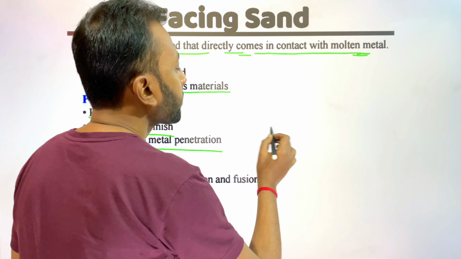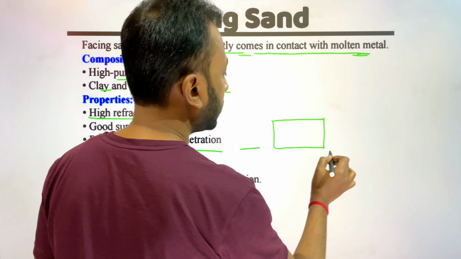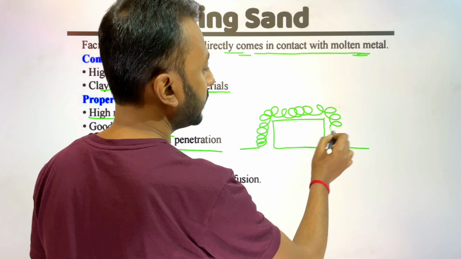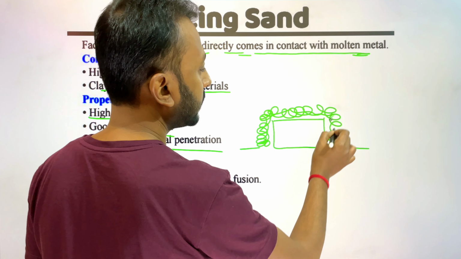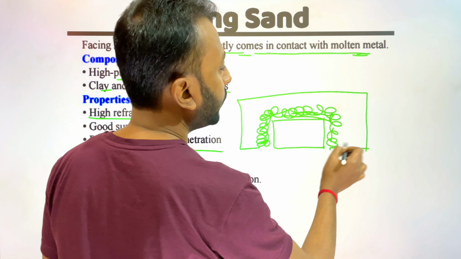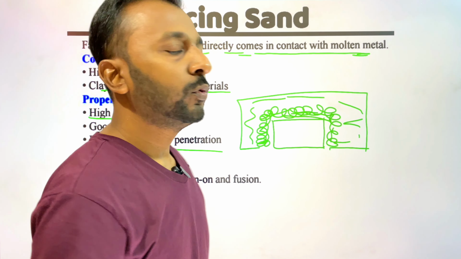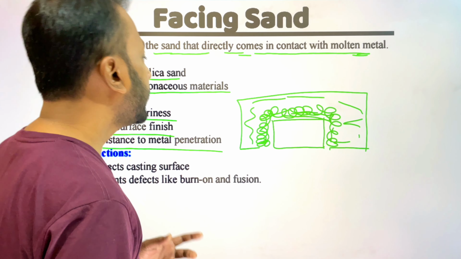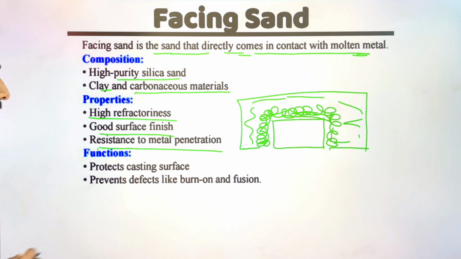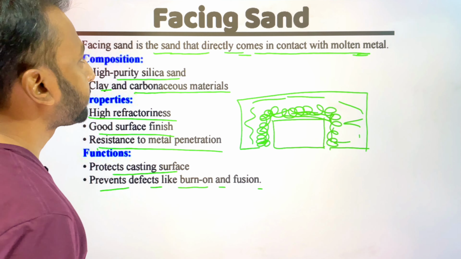So firstly we put the pattern on the molding box, then we fill with fresh molding sand surrounding the pattern, and the rest of the portion is filled with used sand. So in this process we are saving some money. We are saving some green sand or dry sand or loam sand. So functions: it protects casting surfaces, prevents defects like burn and fusion.